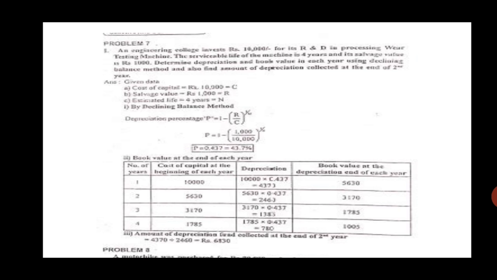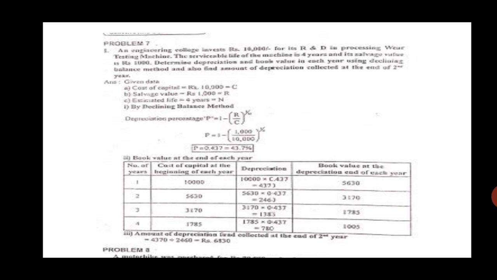And finally is the book value at the end of each year. Okay, so there are 3 things. One is the cost of capital first, second is depreciation, third is the book value. And the book value is nothing but cost of capital minus depreciation for that particular year. Now we will see for the year 1.